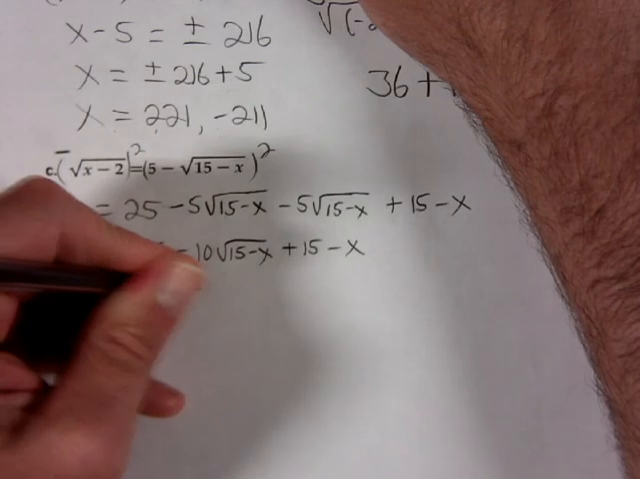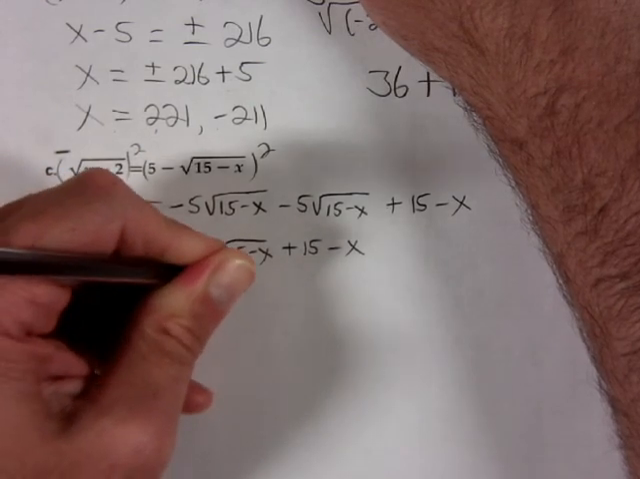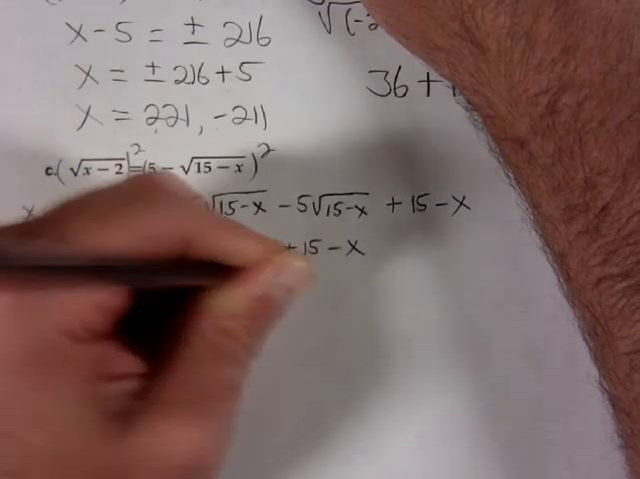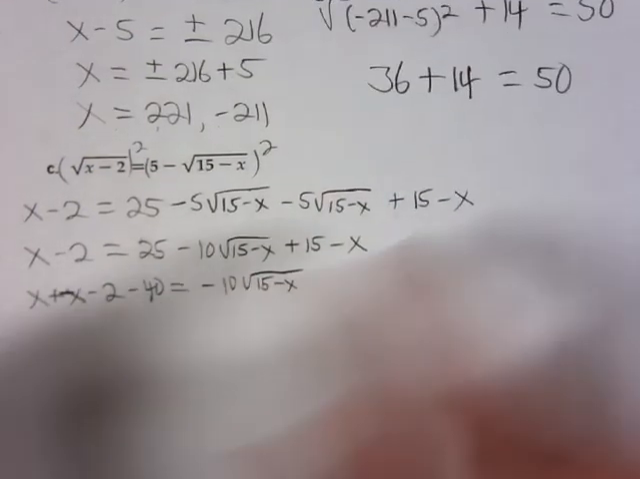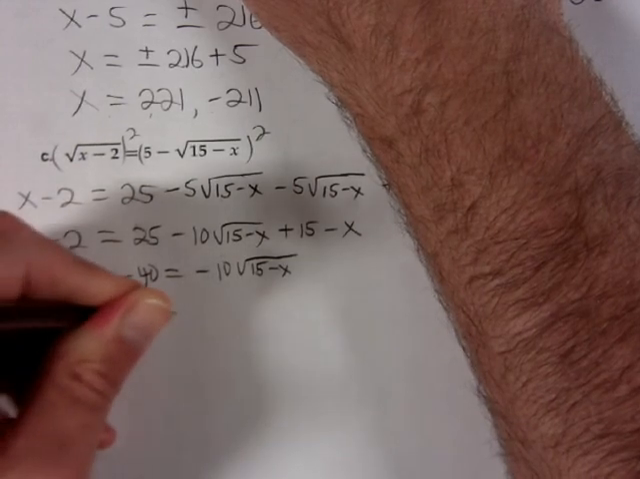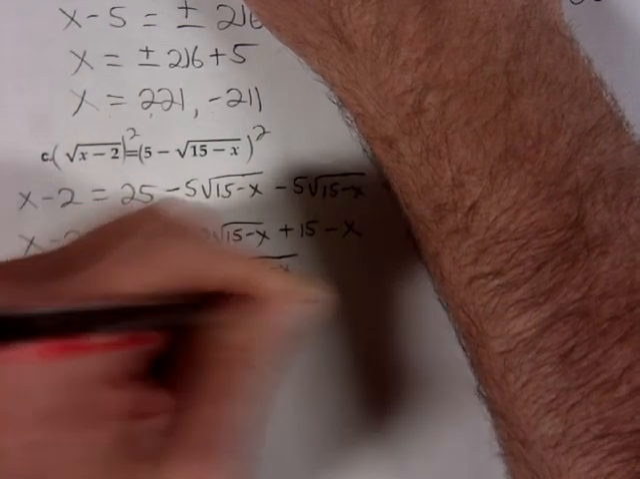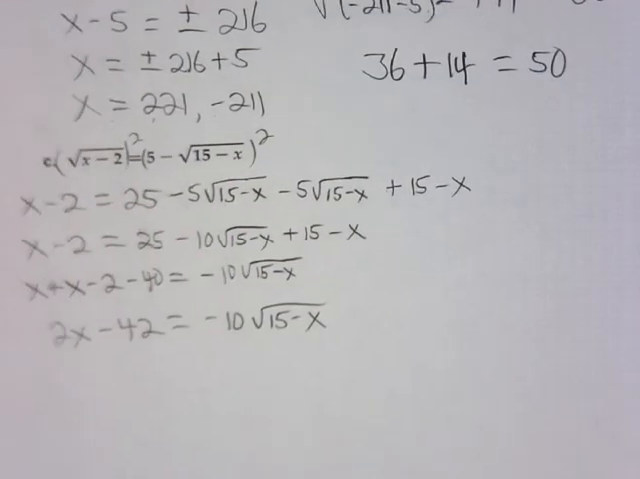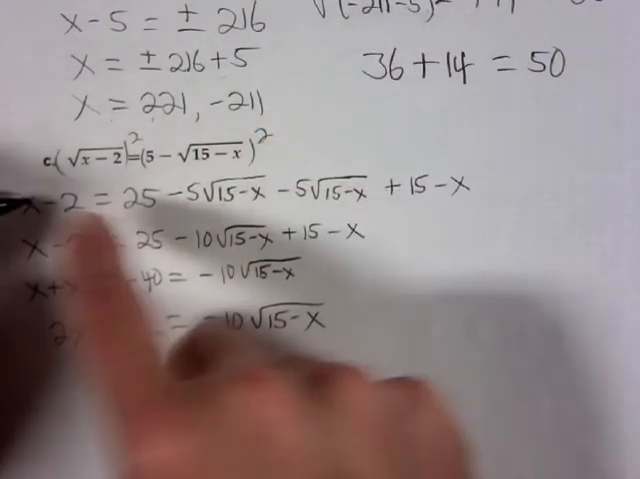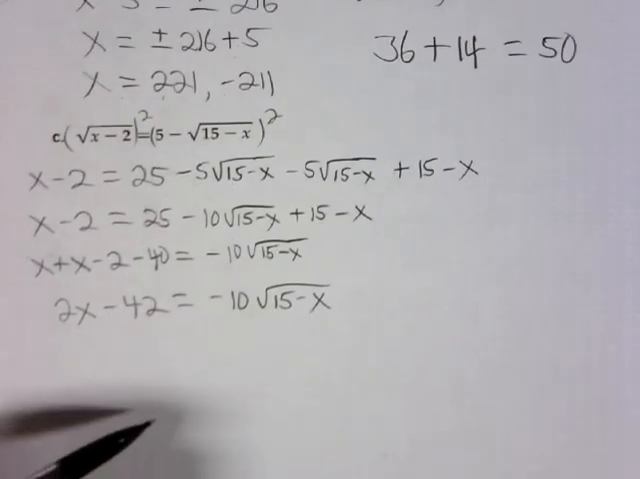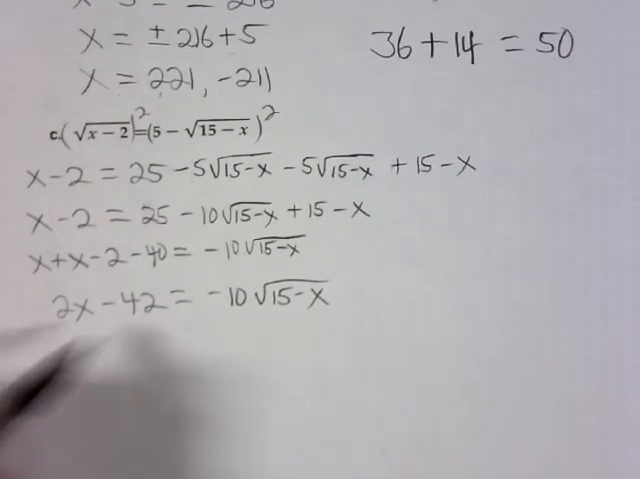Then I'm just left with negative 10 square root of 15 minus x. All right. Now I can combine like terms over here on the right-hand side and get 2x minus 42 is equal to negative 10 square roots of 15 minus x. Okay? Now, when we squared both sides in the first step, we got rid of one of the radicals because it was already isolated. Now we're getting to the point where we're trying to isolate this other radical here.